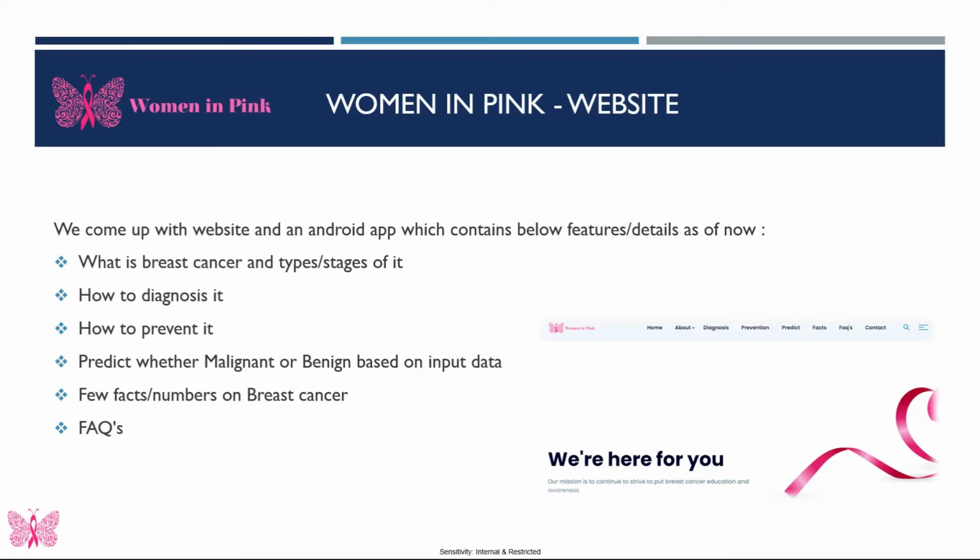This is our first project, the Woman in Pink website. This website contains details on breast cancer to make everyone aware of what breast cancer is, how to cure it, and how to prevent it. Moreover, it has functionality to check whether the user has breast cancer or not based on their input in the UI. So we have a user-friendly UI for our website. You can open it; I have shared the URL of our website at the end of this slide. You can open our website and experience it.